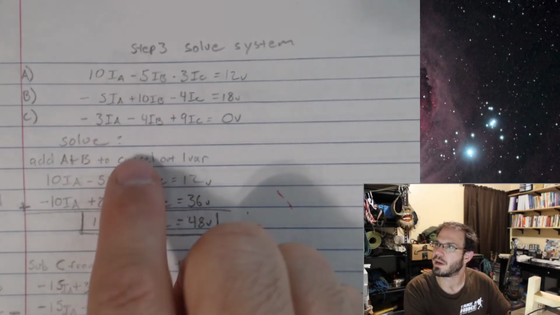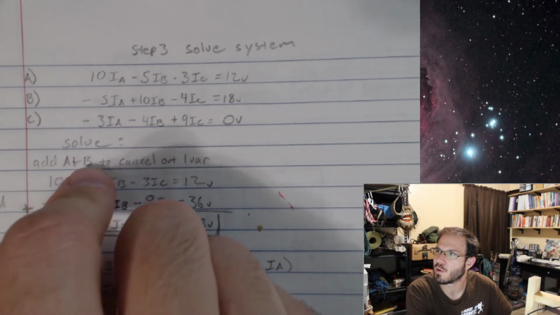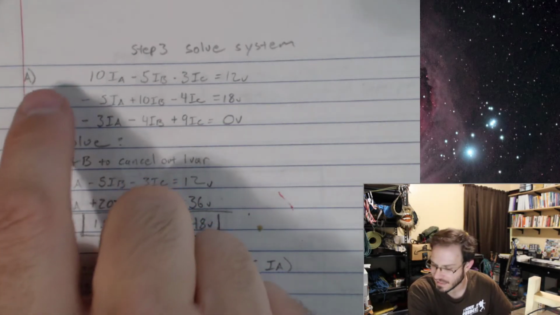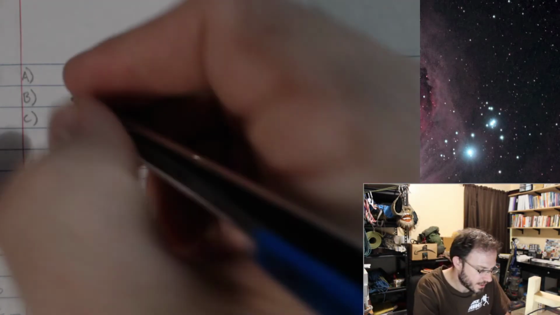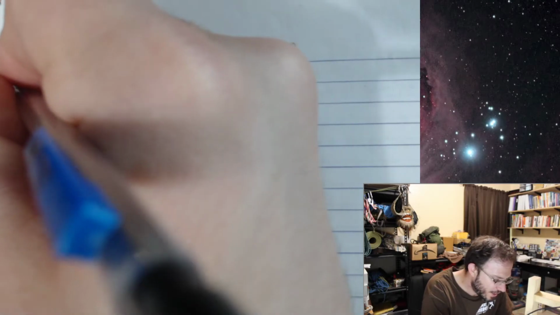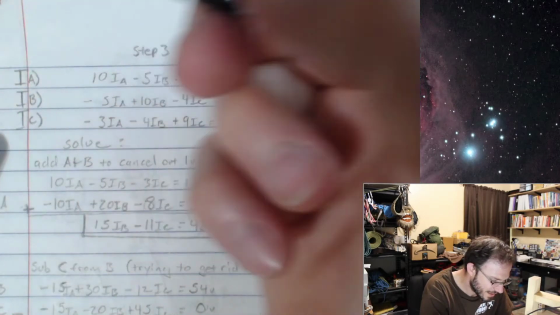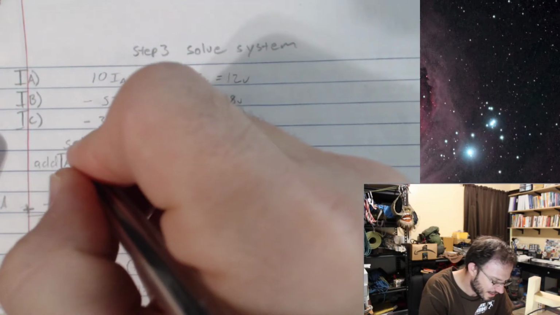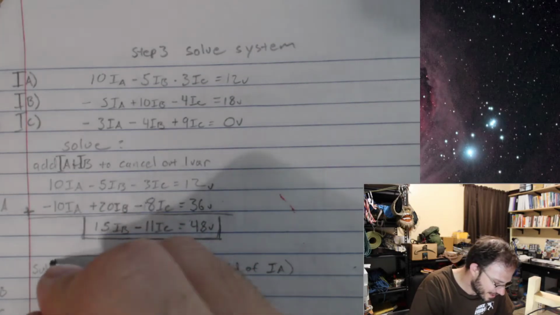So I get my three equations. I add the A equation and the B equation. I probably should have had this listed as IA and IB. Maybe I'll make a note to myself. Oh, hey, look, if I just do this, problem solved.